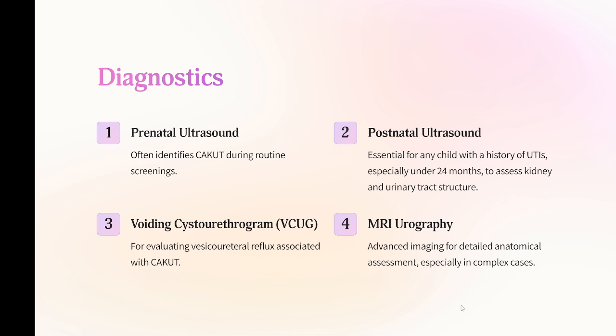Diagnostics. Prenatal ultrasound often identifies CAKUT during routine screenings. Postnatal ultrasound is essential for any child with a history of UTIs, especially under 24 months, to assess kidney and urinary tract structure. Voiding cystourethrogram, for evaluating vesicoureteral reflux associated with CAKUT. MRI urography, advanced imaging for detailed anatomical assessment, especially in complex cases. Management. 1. Surveillance and monitoring.